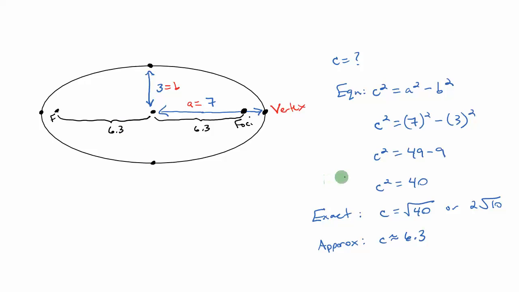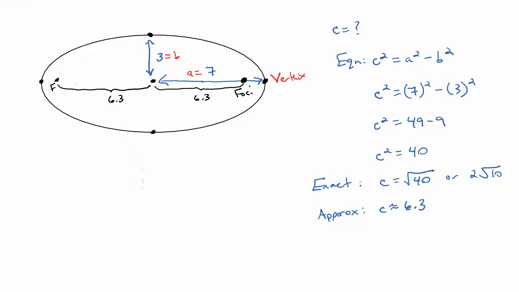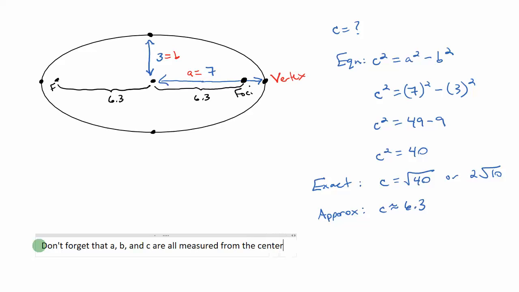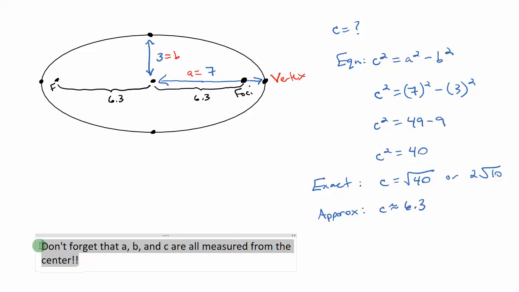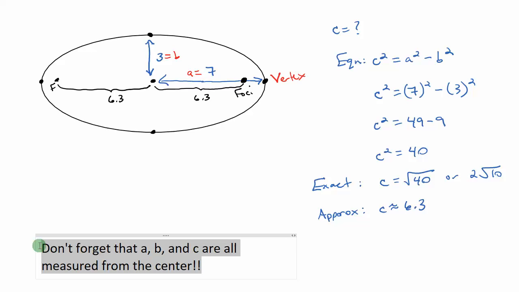Okay, so the key here is, don't forget that A, B, and C are all measured from the center. I can't stress that enough. A is not the distance all the way across the ellipse. It's measured from the center to the vertex. B is from the center to the endpoint. C is from the center to a focus. Sorry, I wrote this as foci. I meant focus here. Okay?